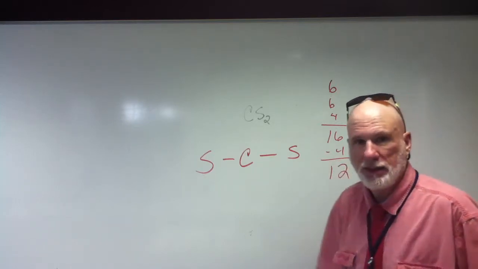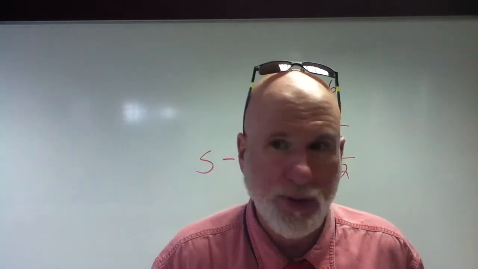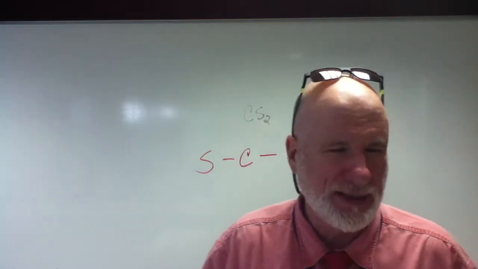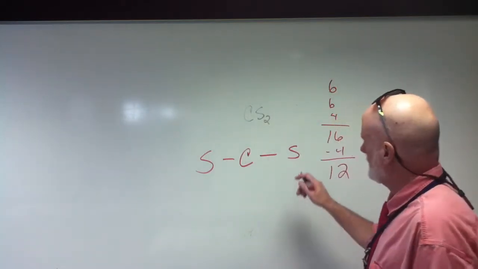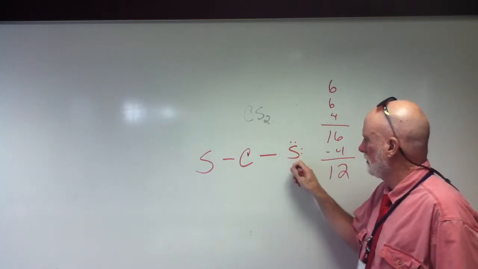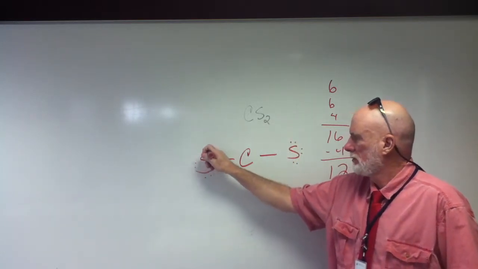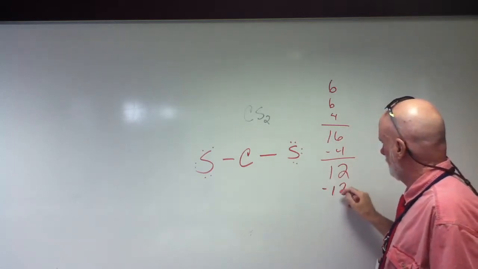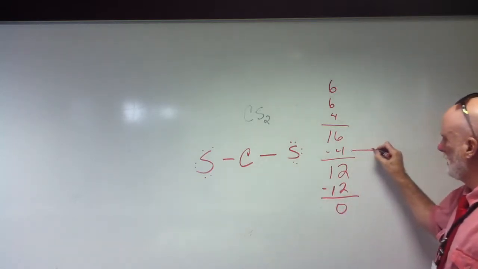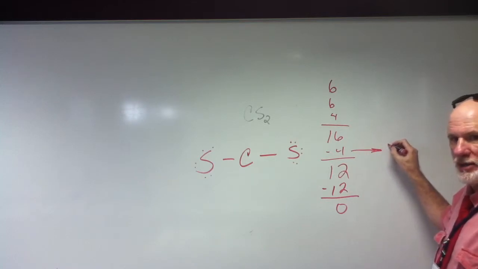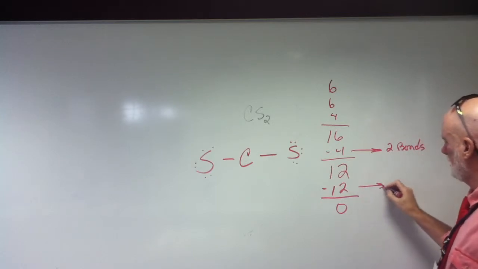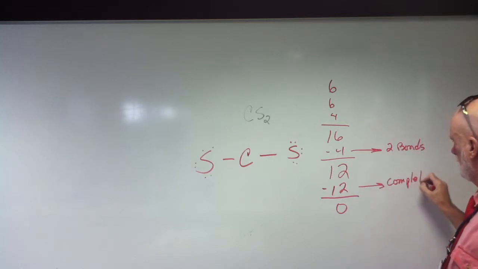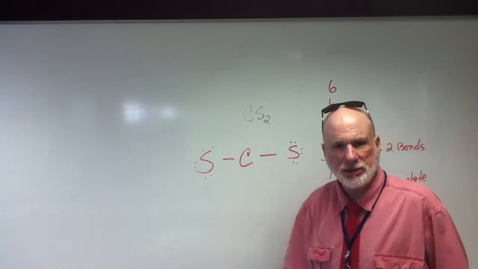12. Now what you want to do is complete the valence. What do I mean by complete the valence? I'm going to fill up the outer shells, right? This has 2, it needs 6 more. So that's 12, right? So this is going to be bonds. This is going to be 2 bonds, and this is going to be complete valence. But how many electrons?